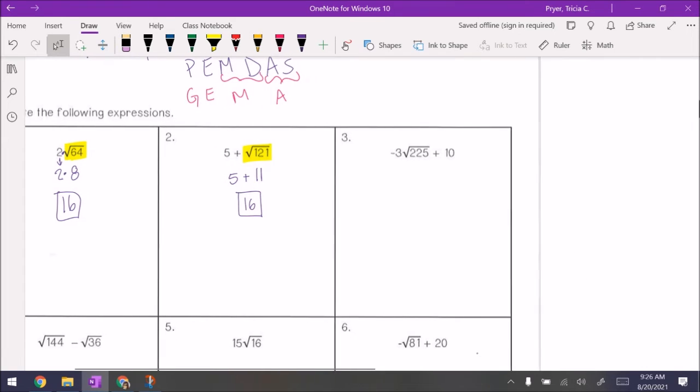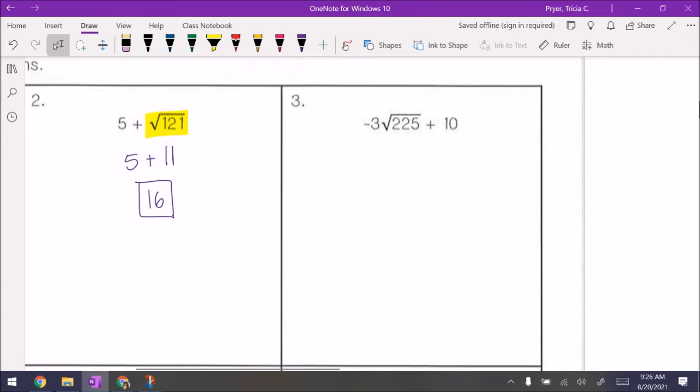Number 3, 225 minus the square root of 50... there's a little extra step here. So what's the first thing we should do? Square root. Good job. What is happening to the 15? Being multiplied by -3. And then it's also adding 10. Okay, what do we do next in order of operations? The multiplication. Perfect. Multiplication in this case.